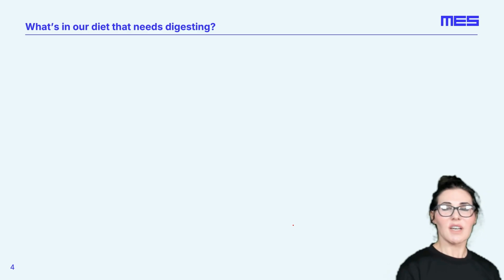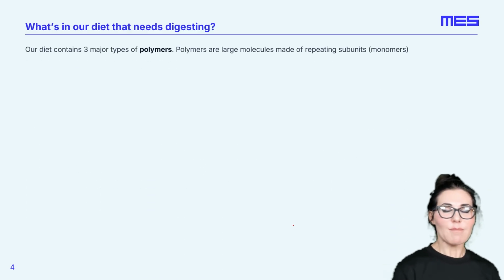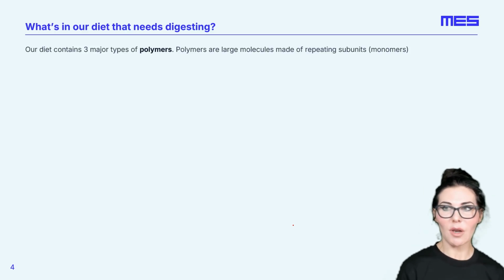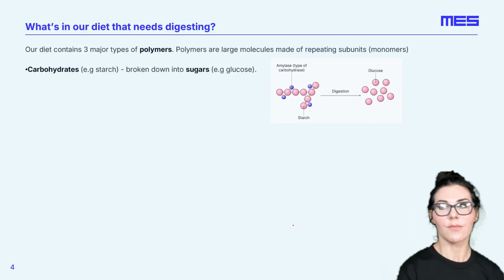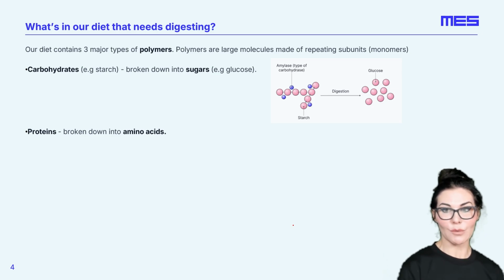What is it then in our diet that we need to digest? There are three main big food types that we need to digest, known as the polymers. Polymers, poly means many, made up of many repeated units. Carbohydrates, for example starch, is our big polymer that we need to break down into sugars like glucose to be absorbed. Proteins need to be broken down into amino acids to be absorbed.